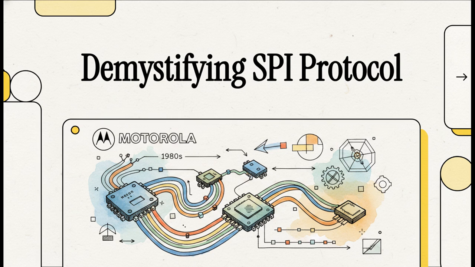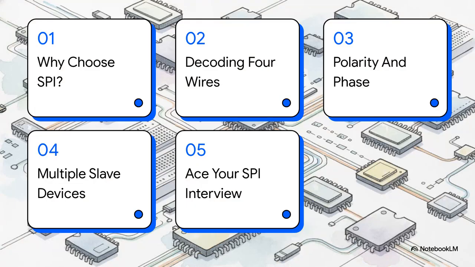By the end of this explainer, you're going to know exactly how this protocol ticks, why it's just so incredibly popular, and how you can conquer it in your own hardware projects. Okay, let's look at our roadmap for today. 1. Why choose SPI? 2. Decoding the 4 wires. 3. Mastering polarity and phase. 4. Connecting multiple slave devices. And finally, 5. Ace your SPI interview. Let's dive right in.